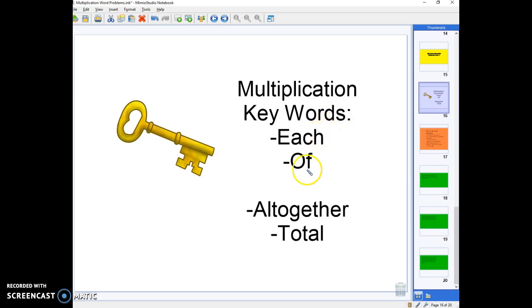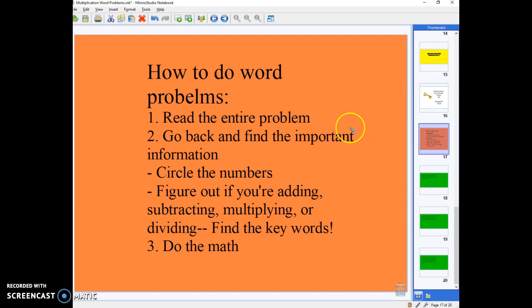You'll see the words each and of. You'll also see words like altogether and total. But whenever you see each and of, you automatically know you need to multiply. A reminder of how to do word problems: you have to read the whole problem. Go back and find that important information by circling the numbers and finding the keywords.